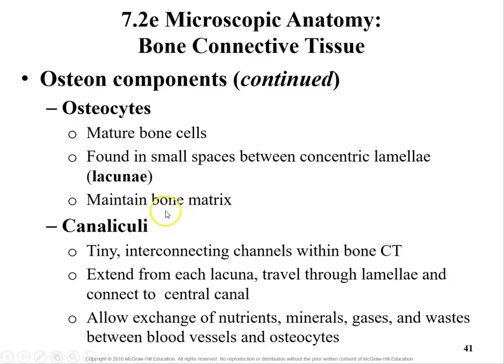And then you've got canaliculi, which are these tiny channels within the bone that extend from each lacuna, travel through the lamellae, and connect to the central canal. So this is how exchange of nutrients, minerals, gases, and wastes is going to occur between blood vessels and osteocytes.